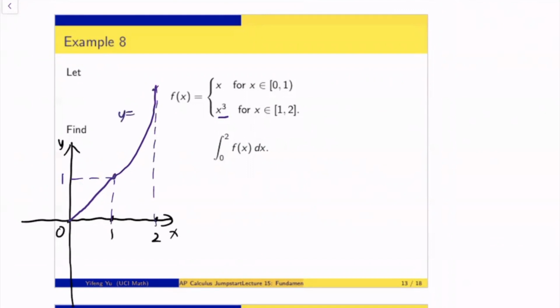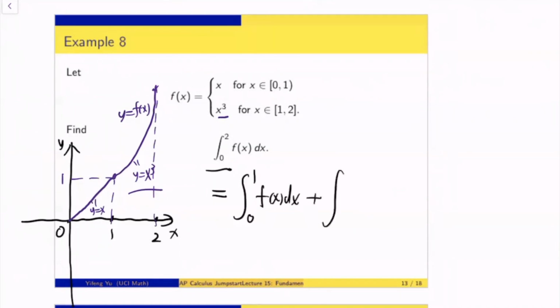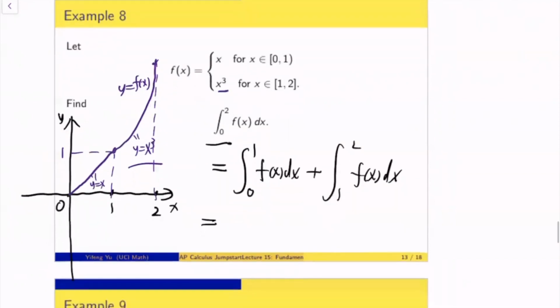This is my y equals f of x. This piece is y equals x, and this piece is y equals x cubed. It's a piecewise defined function. Now I want to do the integration from 0 to 2. As a property of the integral, we can do it separately. We first do the integral from 0 to 1 of f of x dx, and then from 1 to 2 of f of x dx, because we know the definition of f of x in each piece.